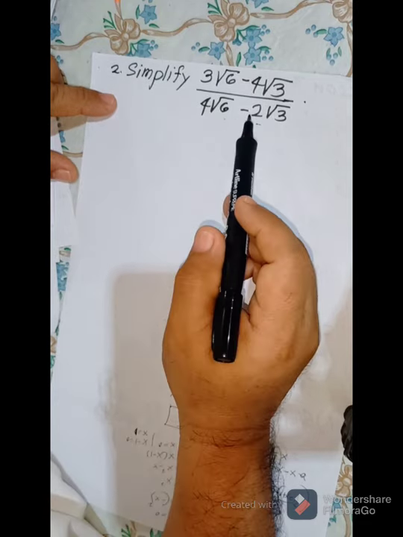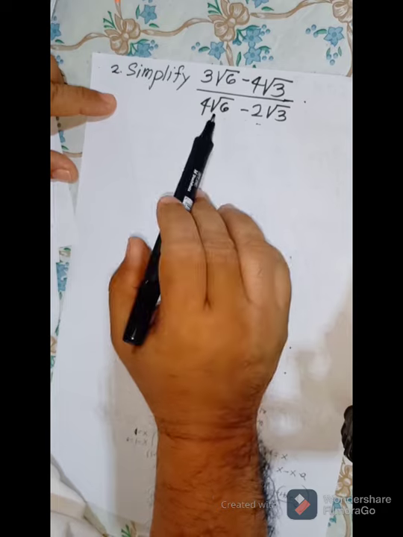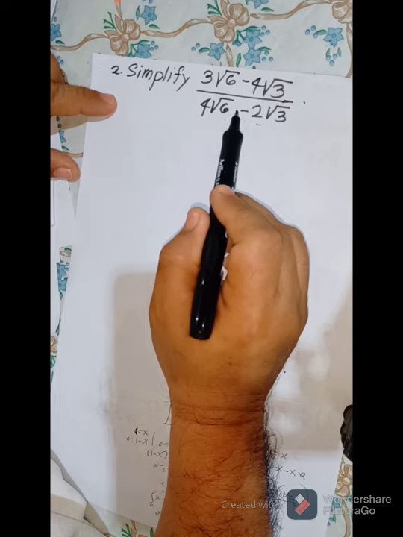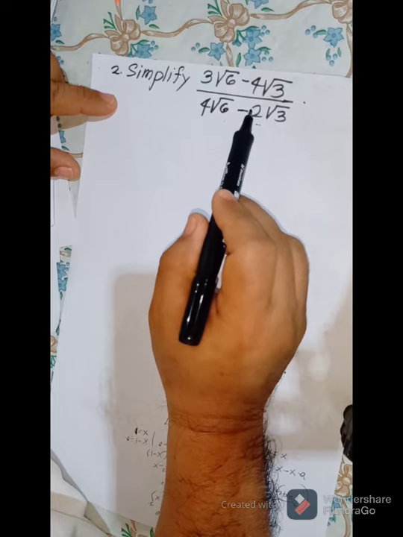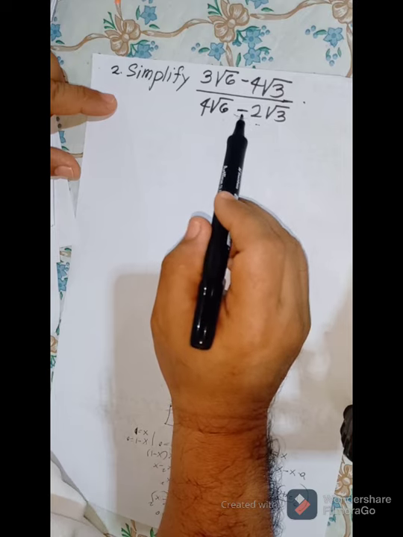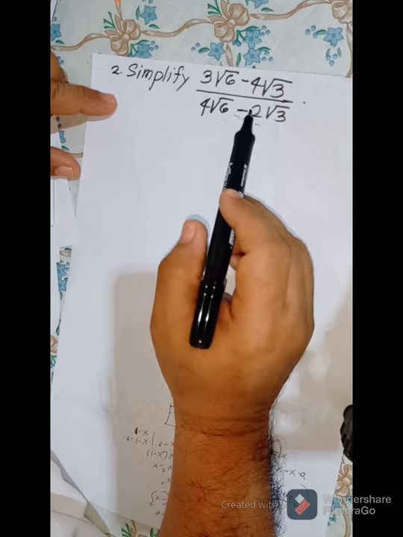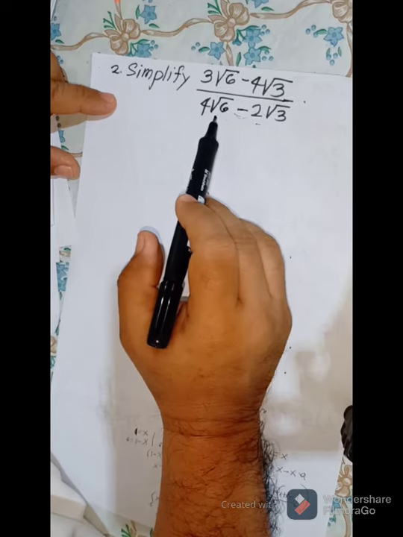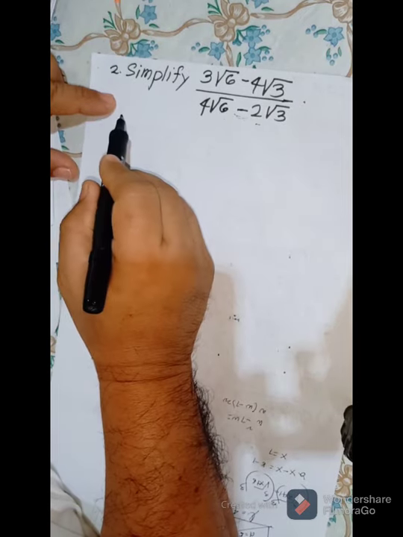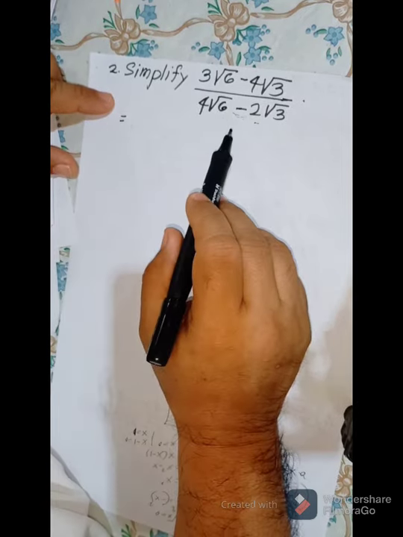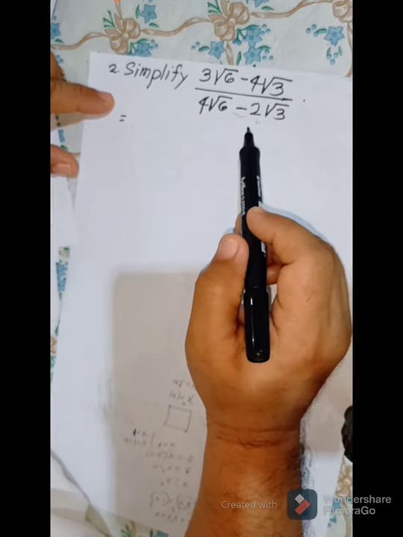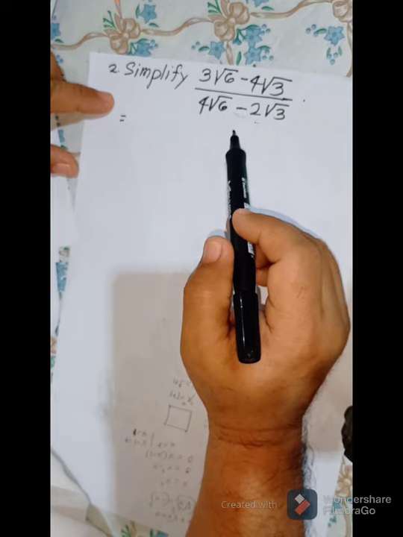The sign connecting the two terms of this binomial is negative. So we have to change the negative sign. Since this is negative, this has to be changed to positive. So the conjugate of the denominator is 4 square root of 6 plus 2 square root of 3. So our first step here, after identifying the conjugate of the denominator, is to multiply both the numerator and the denominator by the conjugate of the denominator.